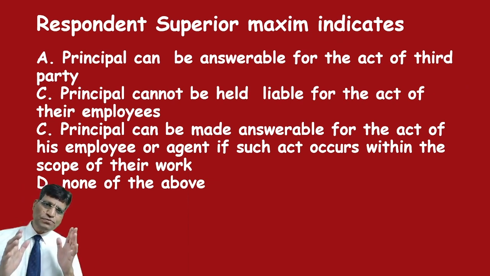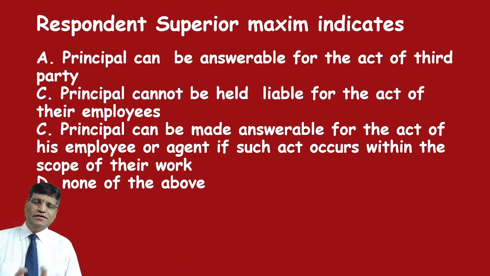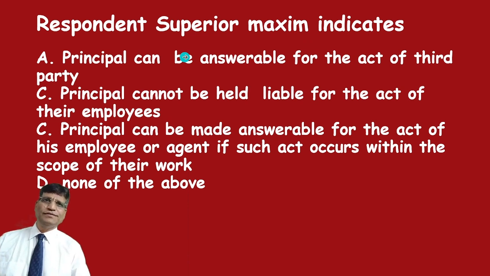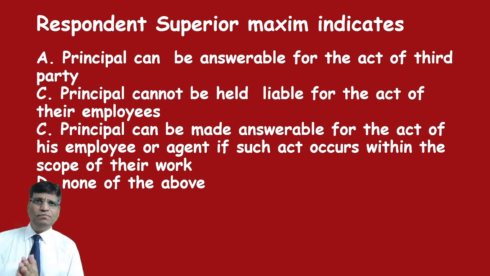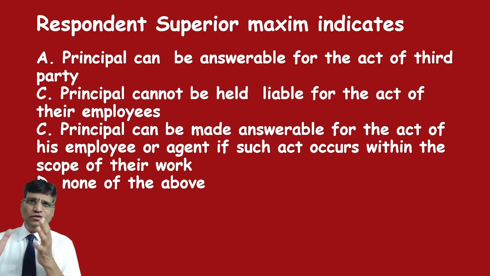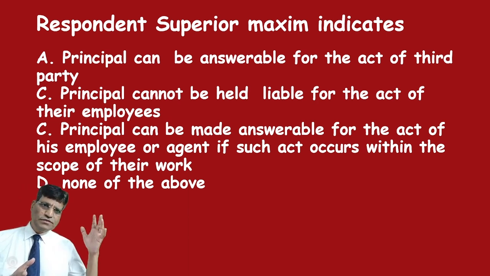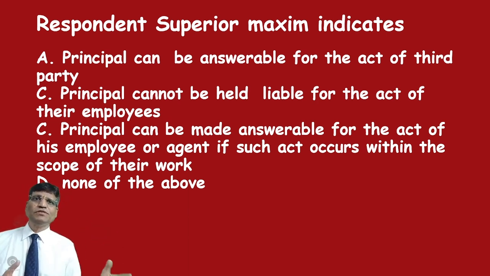The maxim respondeat superior. What is that? The options are: principal can be answerable for the act of third party; principal cannot be held liable for the act of their employees; C, the principal can be made answerable for the act of his employee or agent if such act occurs within the scope of their work; and D, none of the above. Now, respondeat superior, the word respondeat indicates who is responsible for that. Superior is responsible.